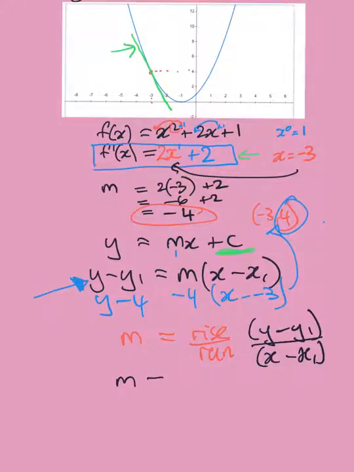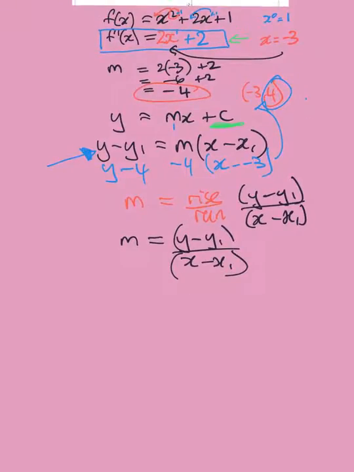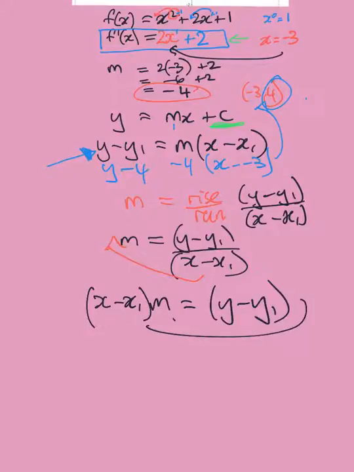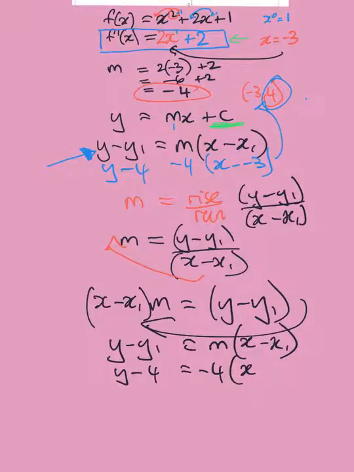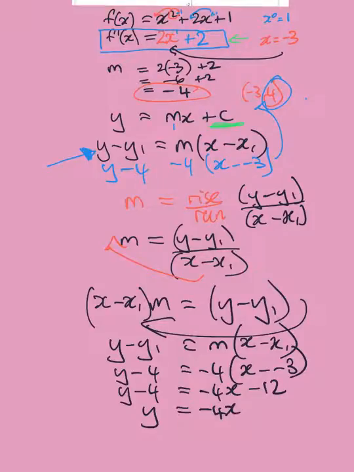So if you say gradient is equal to y minus y1 over x minus x1, and you simply rearrange that equation by multiplying this to this side, then you end up with x minus x1 times the gradient is equal to y minus y1. And I've just switched that around because we like to have our y's on this side. That's just convention, it doesn't really make any difference. And then if I substitute that in like I did before, y minus 4 is equal to -4 times x minus -3. Multiply that out, make it look tidy. Minus 12, because we've got -4 times plus 3. And to make it even tidier still, it's going to look like that. And that is the equation of that tangent line that we did before.